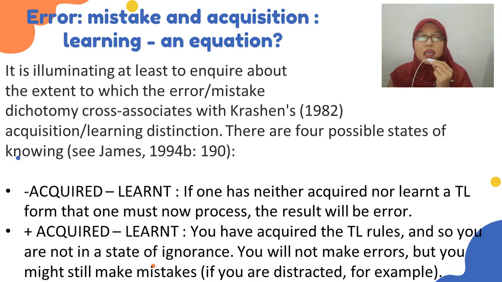The first one is unacquired, unlearned. If one has neither acquired nor learned a target language form that one must now process, the result will be error. The second one, acquired, unlearned. It means you have acquired the target language rules, and so you are not in a state of ignorance. You will not make errors, but you might still make mistakes if you are distracted, for example.